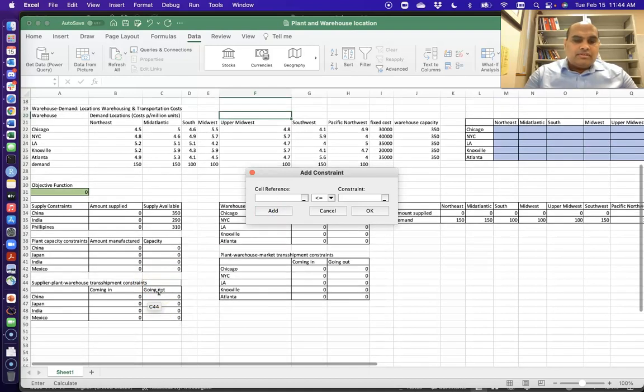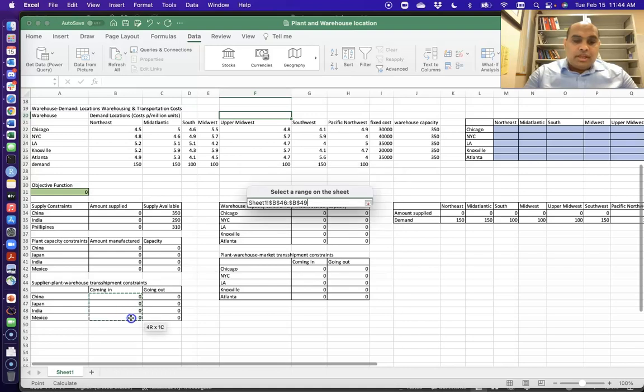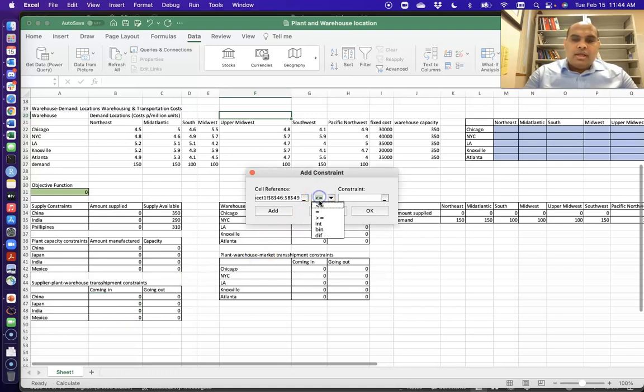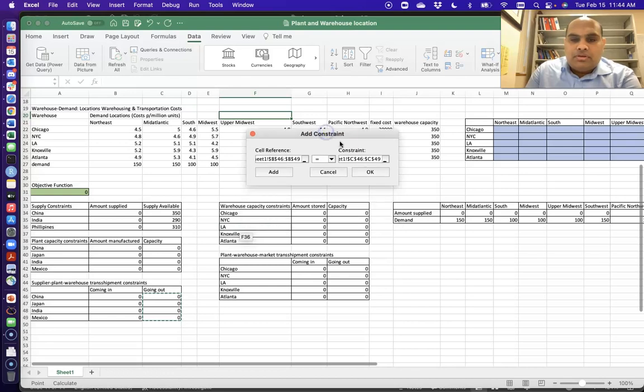Then, of course, is the transshipment constraint. So the total amount that is shipped into the different plant locations has to be equal to the total amount that is shipped out of the plant location. So you ship in raw materials, and then you manufacture them, and you ship out your final products to the warehouse location. So that's my first transshipment constraint. You'll notice that it's an equal to constraint.